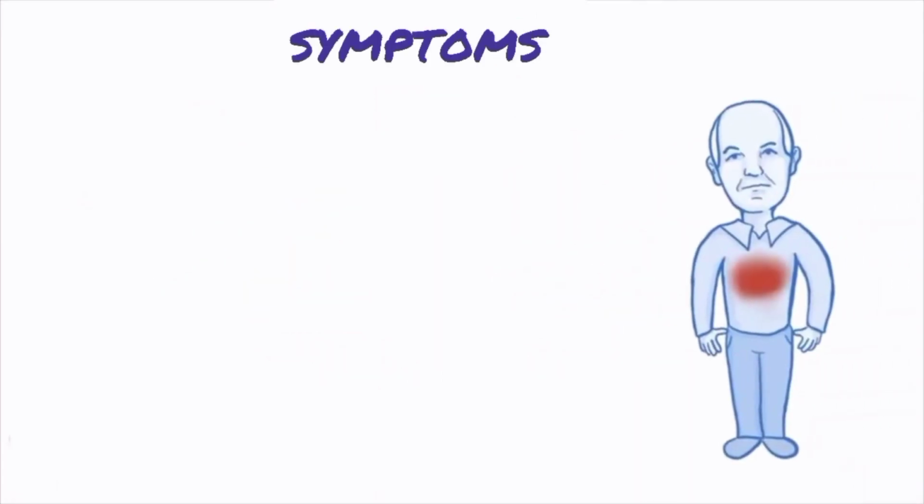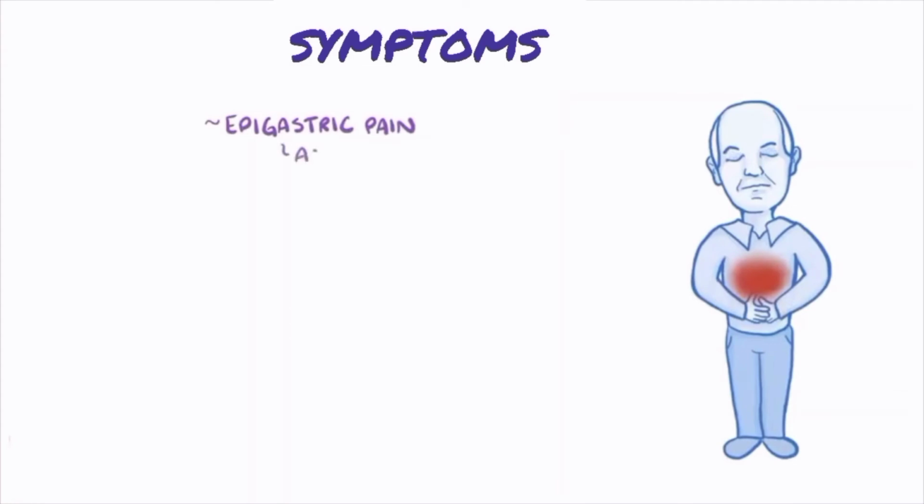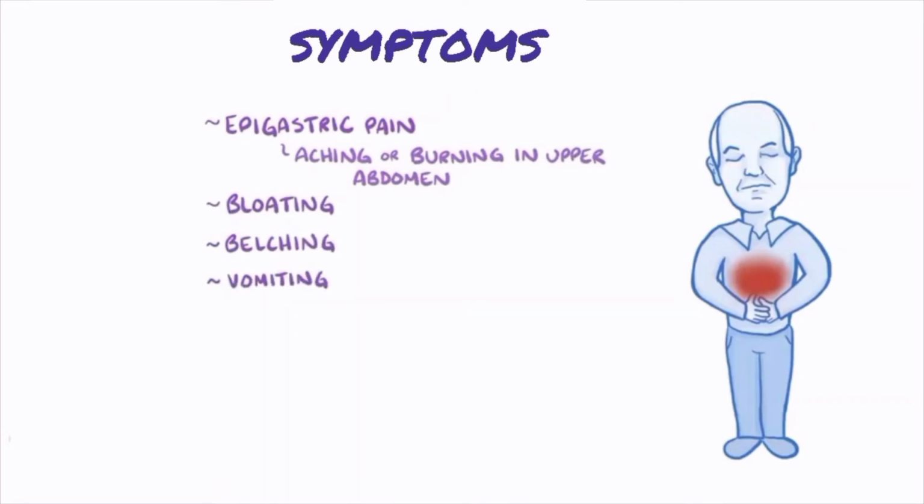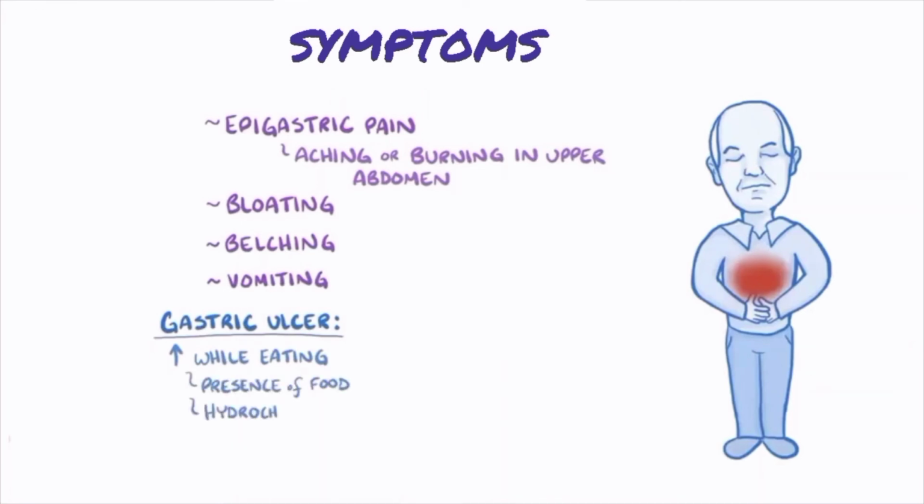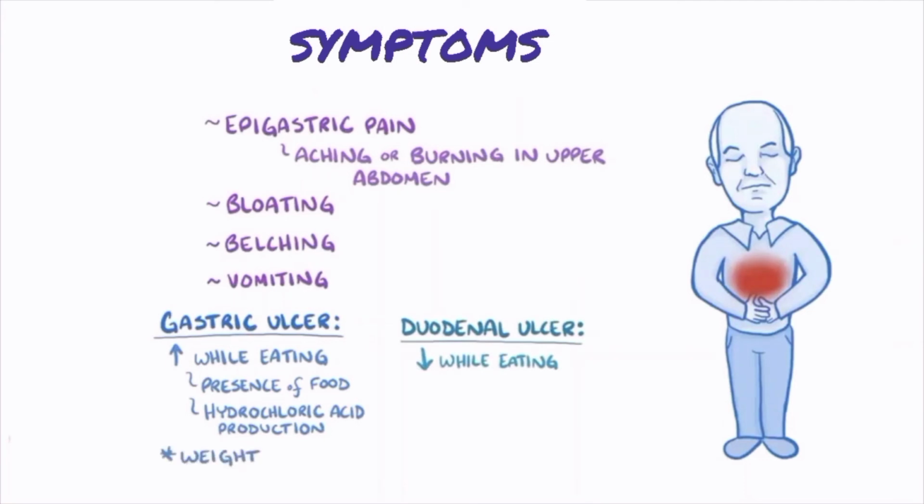The main symptoms of gastric and duodenal ulcer is epigastric pain, which is an aching or burning in the upper abdomen. Other symptoms are bloating, belching, and vomiting. Classically, gastric ulcer pain increases while eating a meal due to the physical presence of the food, as well as hydrochloric acid production stimulated by the process of eating. On the other hand, duodenal ulcer pain decreases while eating a meal. This may be why gastric ulcers are associated with weight loss, while duodenal ulcers are associated with weight gain.